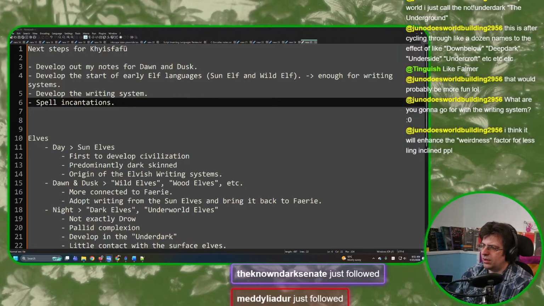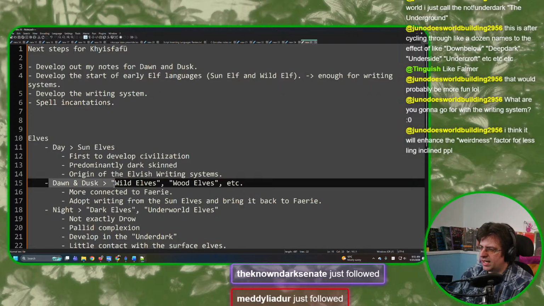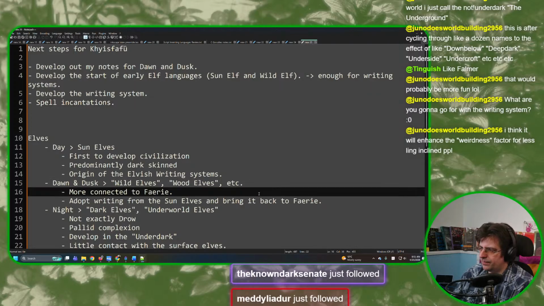And also, like Dawn and Dusk, remember I originally wanted to have a Koine, right? That work is not going to be thrown out because the Wild Elves and Wood Elves are a collection of Dawn and Dusk Elves that will form sort of a Koine among that population, which will affect how things go.